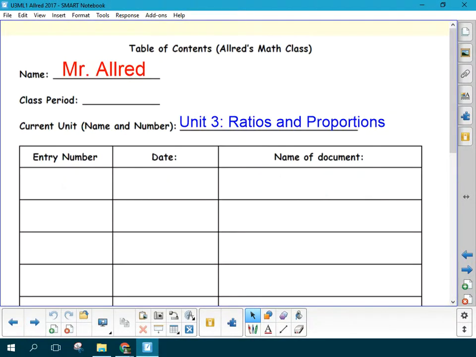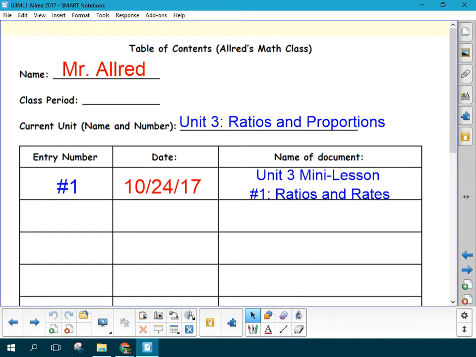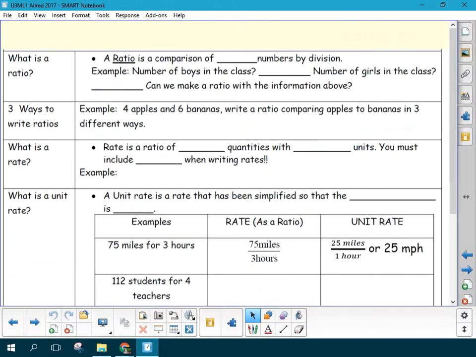Here we go. This is your first entry in your brand new table of contents about Unit 3, ratios and proportions. And this is Unit 3, mini lesson 1, called ratios and rates. Let's get ready to start by putting entry number 1 on the top right-hand side of our page, of our paper. And then let's get started.